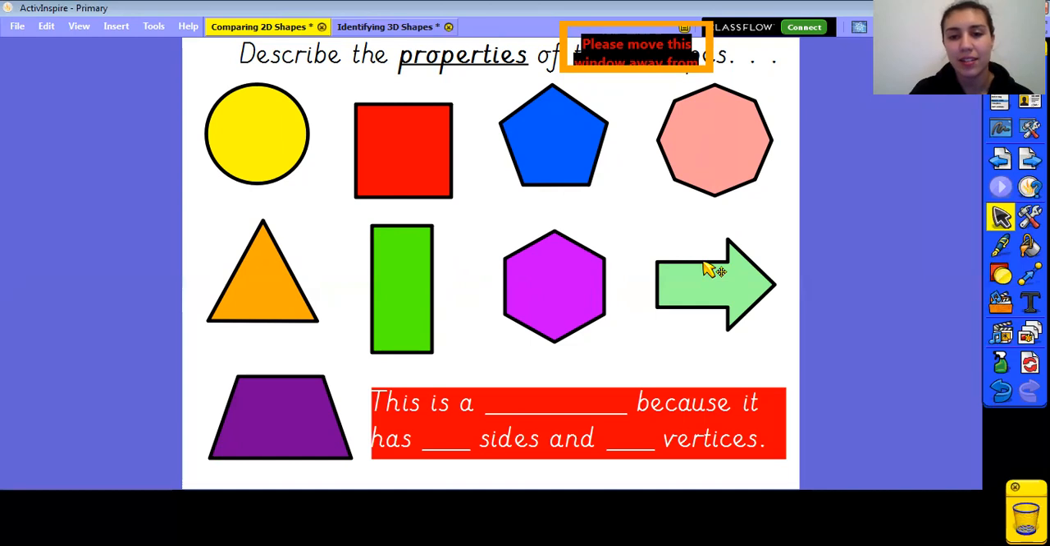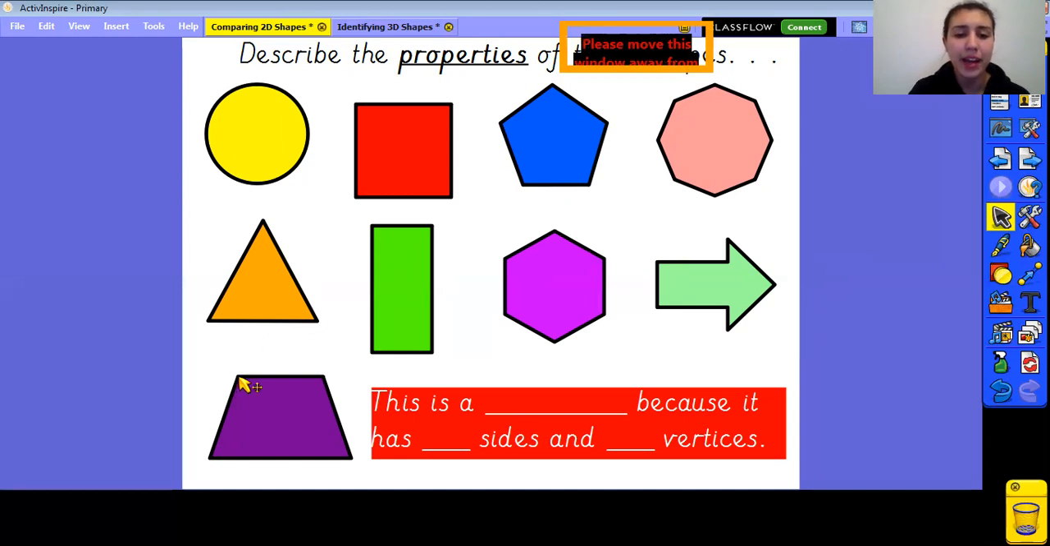Okay, let's count the sides on this one. 1, 2, 3, 4, 5, 6, 7. So this is a 7-sided shape. It's not a regular shape because it's got some really short sides and some really long sides. So it's not regular, it is irregular, and it is an irregular heptagon because it has 7 sides and 7 vertices.